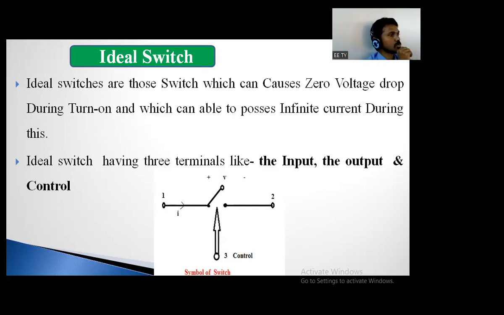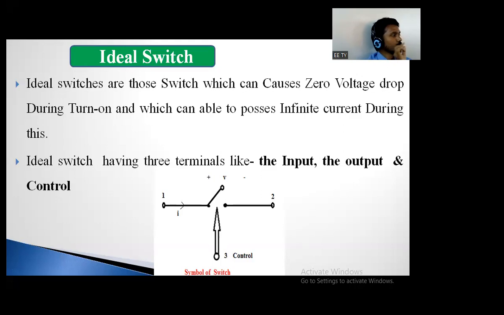But what do we call an ideal switch? The switch which is able to carry the maximum current during the on process, and which handles zero voltage drop during the on process. When it is on, there should not be any voltage loss across it. Clear? That is called zero voltage drop.